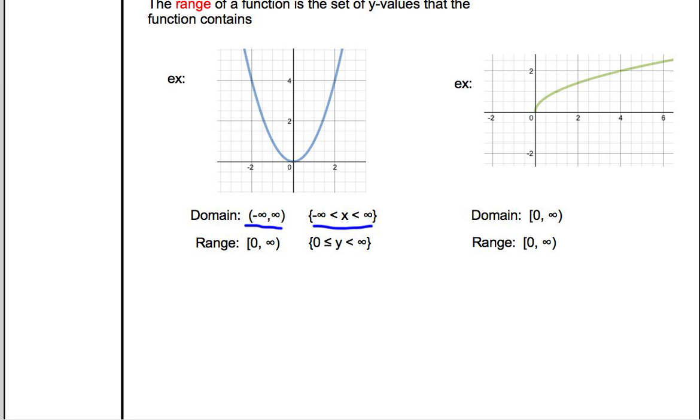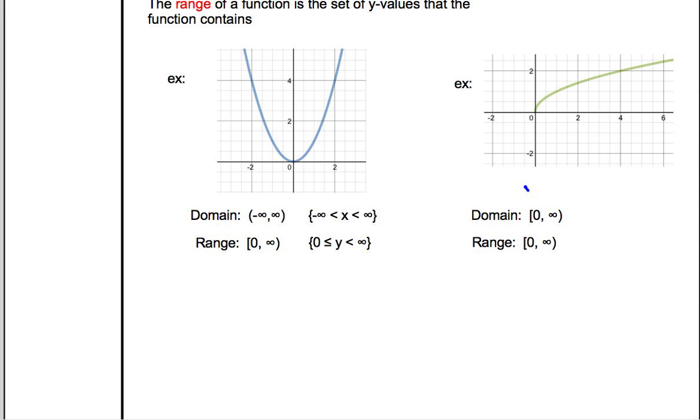Another way we write that is with parentheses. So we go parentheses, negative infinity, comma, positive infinity. The range, however, the y values only go from 0 and up. So we say 0 is less than or equal to y, which is then less than positive infinity. Another way we write that is with brackets. We use the bracket on the left here because the y value actually is equal to 0. We use the parentheses because we never actually get to infinity.